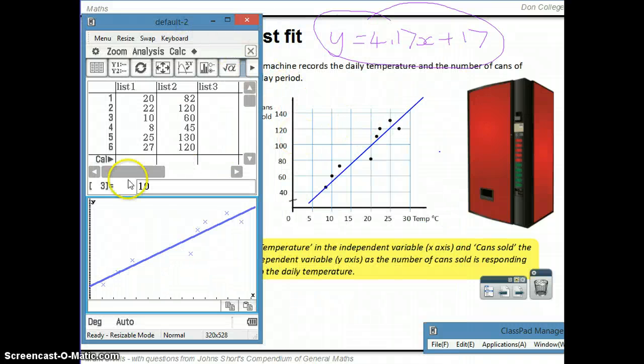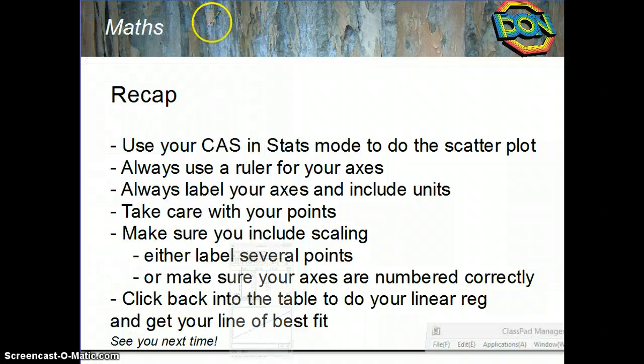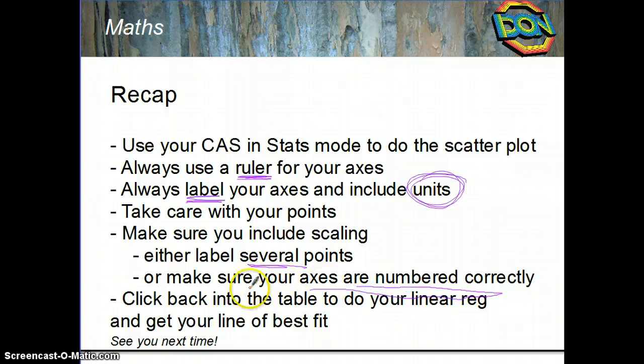Okay, that's everything we wanted to look at today. So, just to quickly recap, use your CAS in stats mode to do the scatter plot. Always use a ruler for your axes. Always label your axes and include units. Take care with your points. Make sure you include scaling. You can label several points, or you can make sure that your axes are numbered correctly. And when you're doing your linear reg, click back into the table to do it, and you can then get your line of best fit.